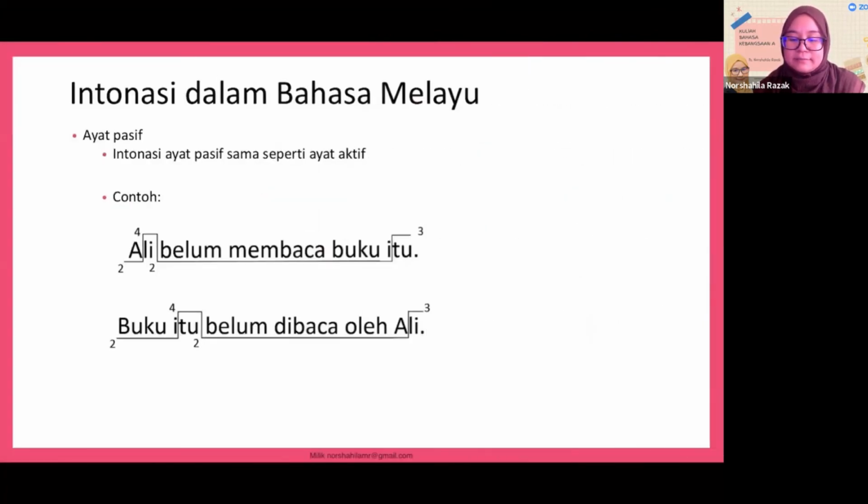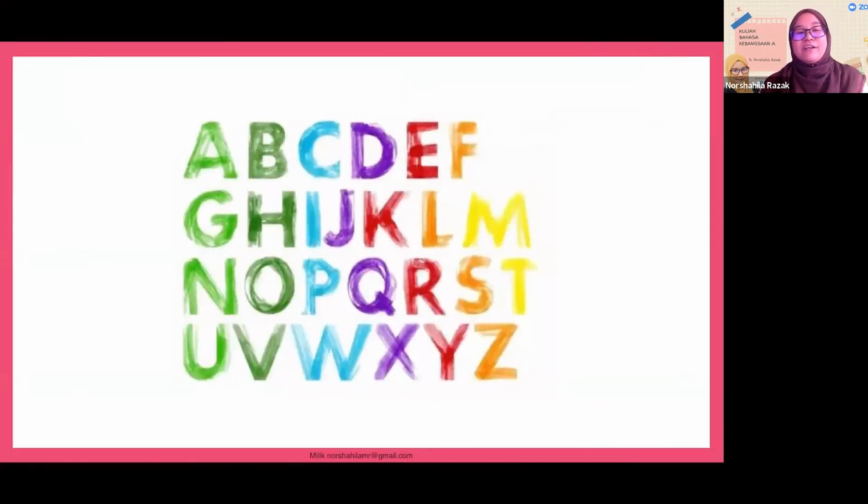Okay. Kalau ayat aktif dan juga pasif pun sama, which is Ali belum membaca buku itu. Buku itu belum dibaca oleh Ali. Jadi when you maybe nak masuk pertandingan bercerita ke, you need to use the correct intonation. Okay, nak baca ke saja-saja, you want to read a story to your little brother or little sister, so you can use the correct intonation to make the session interesting. So that actually the function for intonation in Bahasa Melayu.